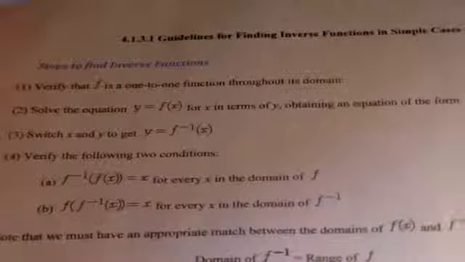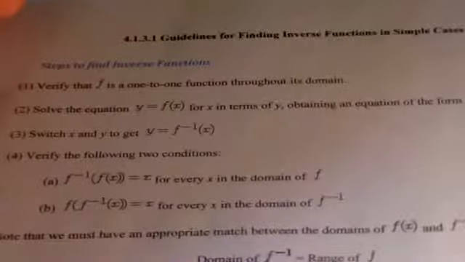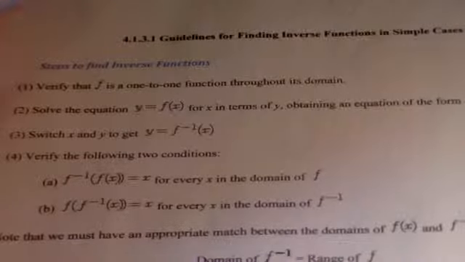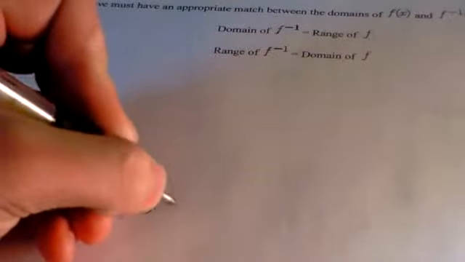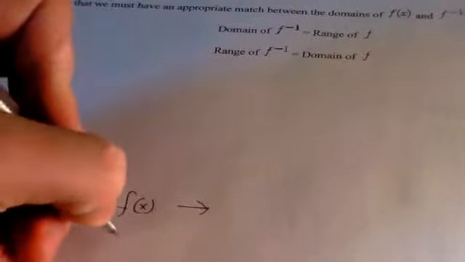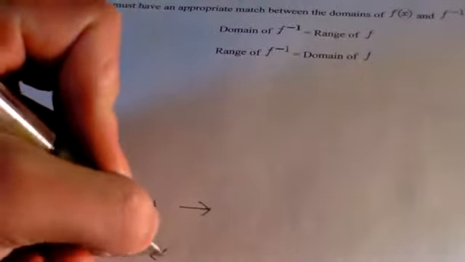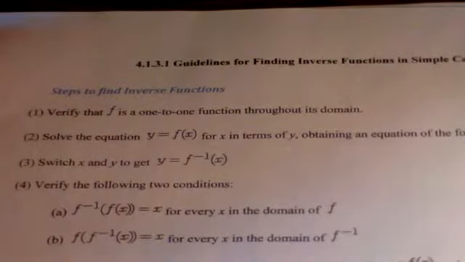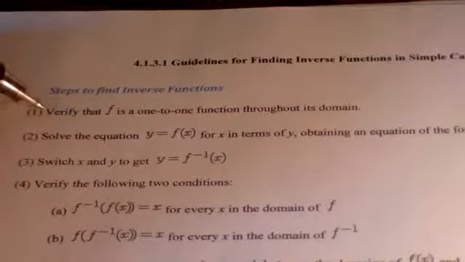Alright, we're looking at guidelines for finding inverse functions in simple cases. Remember, an inverse function is a function that does the opposite of whatever the original function does. So if, for example, f(x) does one thing, then the inverse function of x should do exactly the opposite thing. The first step is to verify that f is a one-to-one function throughout its domain. This is important because if a function is not one-to-one, it doesn't have an inverse.